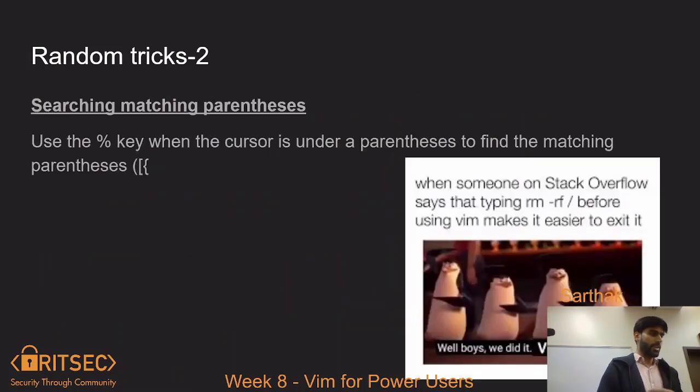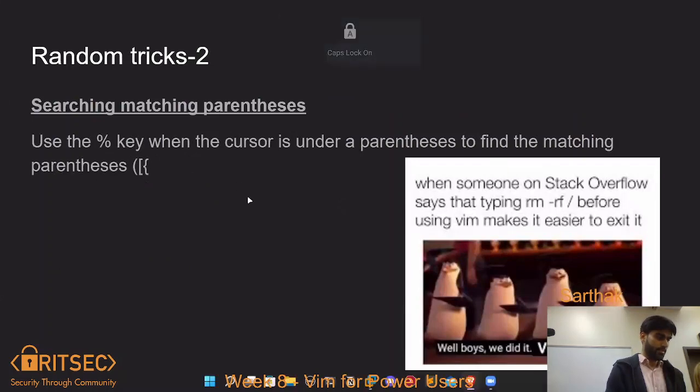And there are some more random tricks. Let's say you wanted to go to a matching bracket inside a function. Let's say you had a bunch of brackets lined up together and you want to go to the matching bracket on the same line. What you can do is hit the % key and it's going to take you to the matching parenthesis or bracket on that same line. So let's look at this in action.